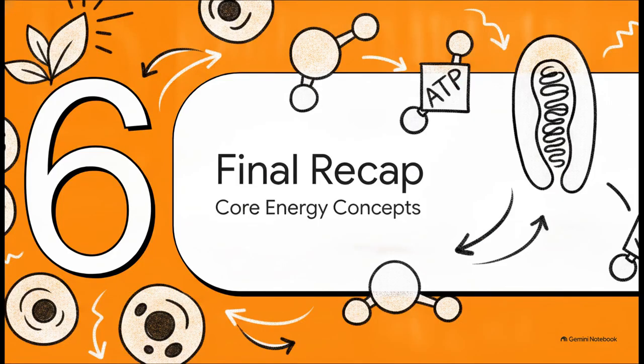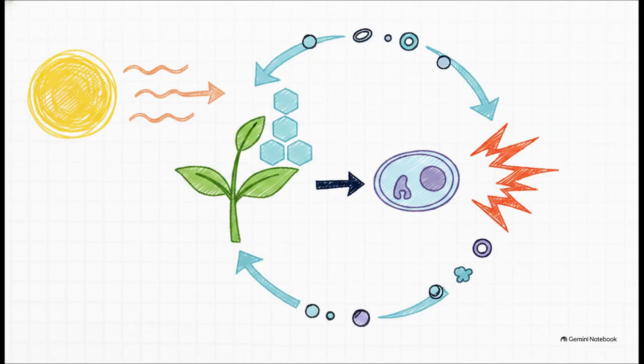Let's land the plane. Section 6. Final recap, core energy concepts. To wrap up, the absolute most important thing to remember is that life operates on a highly organized system of energy capture and release. Here are your explainer takeaways. First, photosynthesis transforms solar energy into stored chemical energy, sugar. Second, cellular respiration is the complementary process that breaks those molecular bonds to release that energy so cells can actually use it to survive. Third, carbon isn't just burned for fuel, it's the vital building block for all biological molecules.